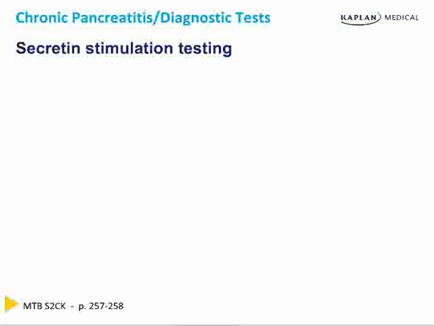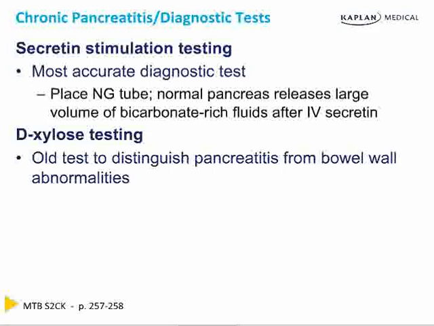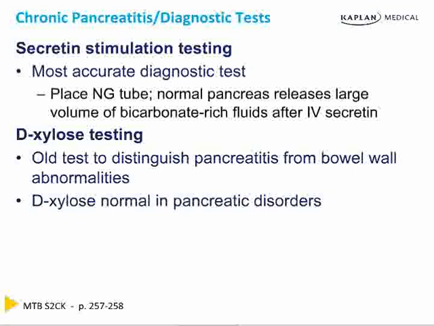Secretin stimulation testing is the most accurate diagnostic test for chronic pancreatitis. The way the test is done is an NG tube is dropped down past the pylorus. Then IV secretin is given, and we look for a large volume of bicarbonate-rich fluids to be released. If it is not, we know there's something wrong with the pancreas. This test has a 95% sensitivity. D-xylose testing is an old test to distinguish pancreatitis from bowel wall abnormalities. D-xylose is normal in pancreatic disorders.